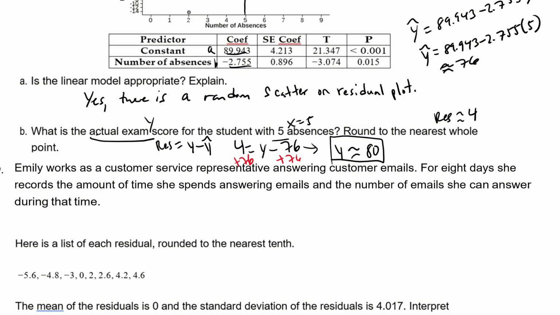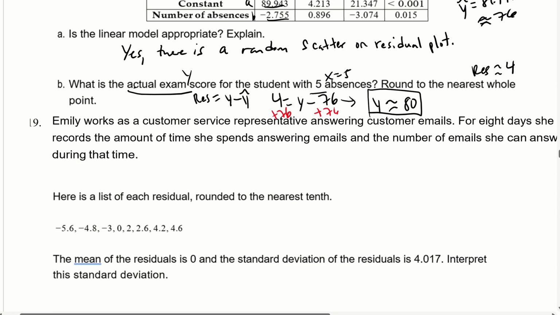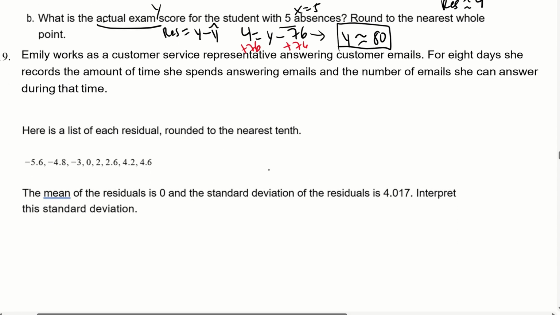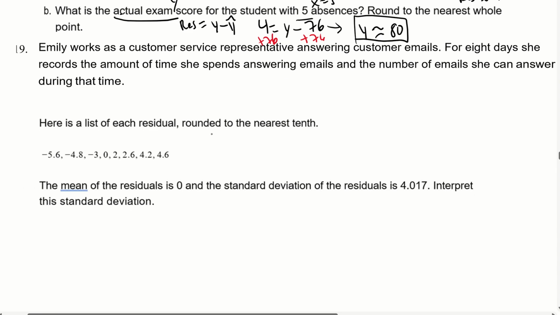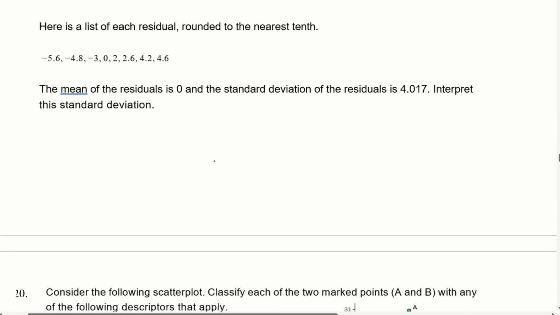All right, next one, number 19. Emily works as a customer service representative answering customer emails. For 8 days, she records the amount of time she spends answering emails. So here's a list of residuals. The mean of the residuals is 0, and the standard deviation of residuals is 4.07. So that's your s. Interpret the s. This is just interpreting the standard deviation of residuals. Remember, standard deviation of residuals is the typical variation of the typical residual. How much did the residuals typically vary by?